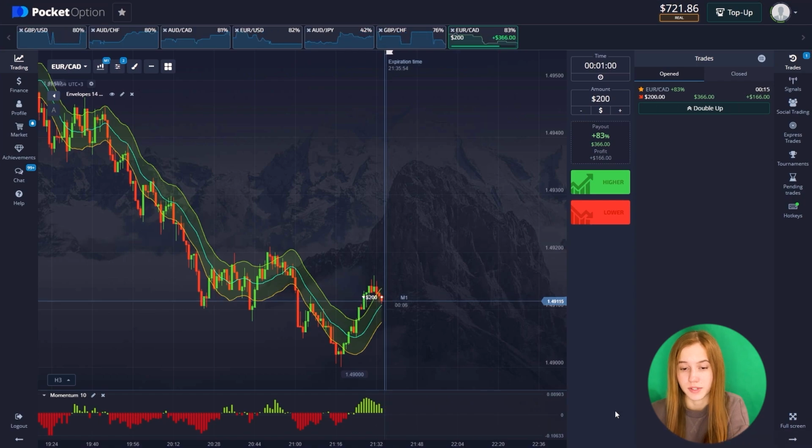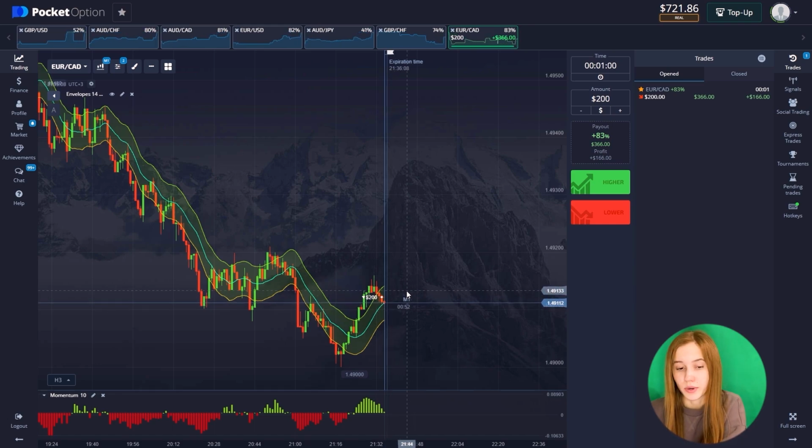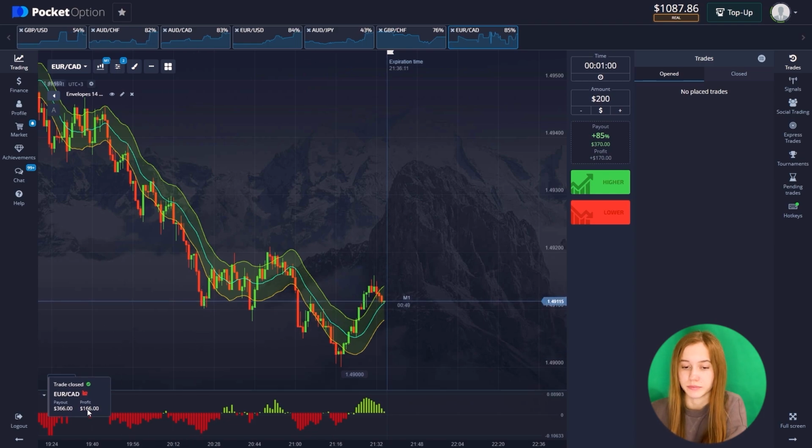12 seconds left until the end, and we are below our opening point. Yeah, drawdown, as I said. 4 seconds. Great. Plus deal, $166 and up is our profit.